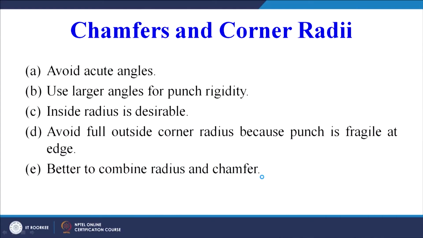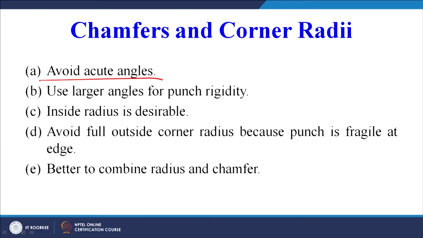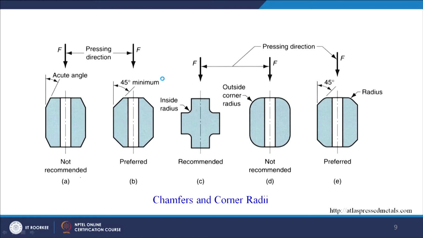Now coming to chamfers and corner radii, we will try to understand this with the help of images in the next slide. We must avoid acute angles. Let us see with the help of a diagram. This is a part made by powdered metal. We can see the acute angle here, which we can call theta. Acute angles must be avoided, so this is not recommended. This is 45 degrees here, so a minimum of 45 degrees can be preferred.